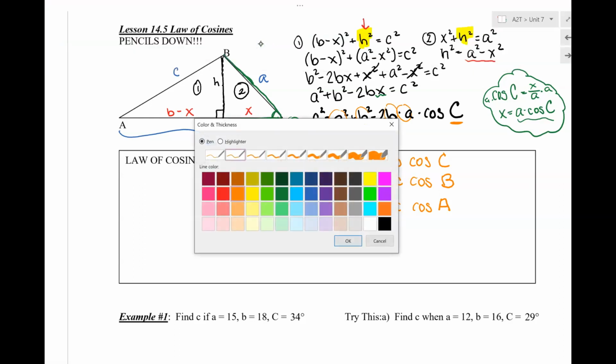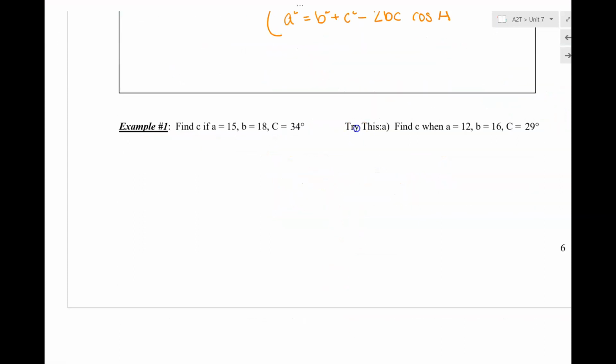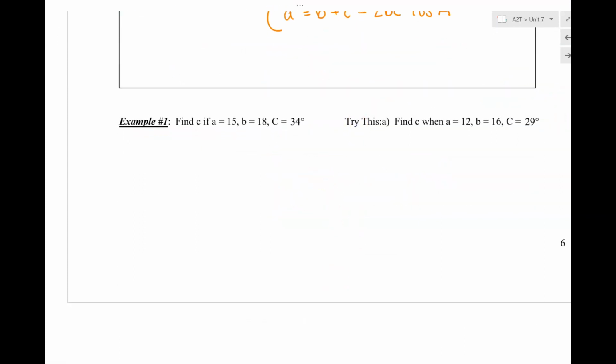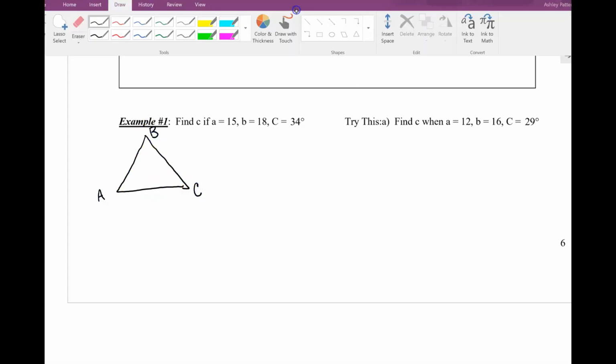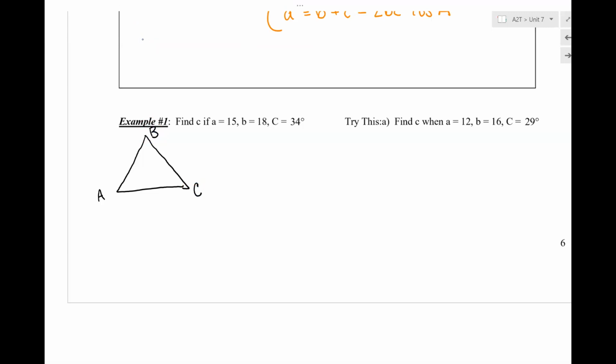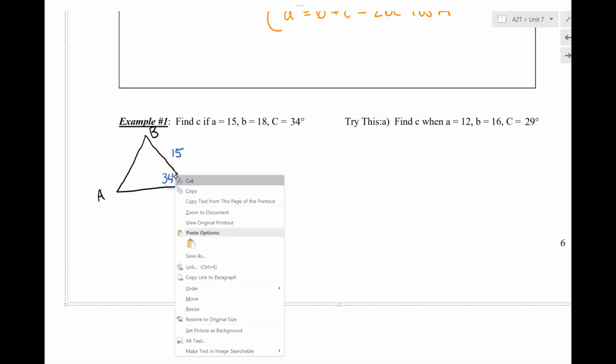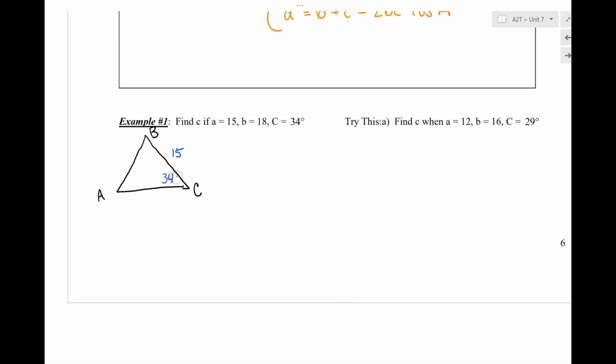Okay, so let us play around with it a little bit. If we look at example number 1, we're given little a, little b, and big C. So if I were to draw this, now granted, please know it is not to scale, and we say big A, big C, and big B, and we're given little a as 15, big C is 34, and little b is 18. Right away, I see that this is side, angle, side. So we know there's going to be one triangle. I can go ahead and start solving.